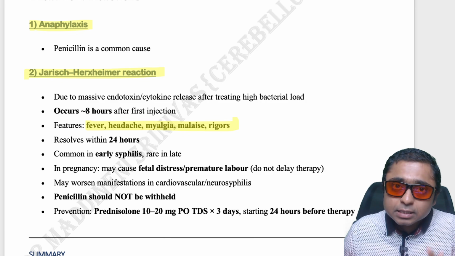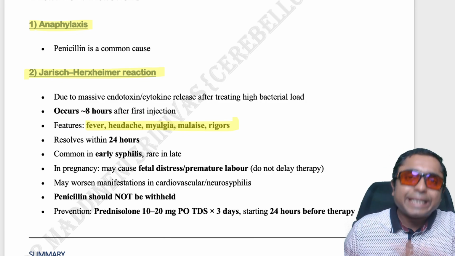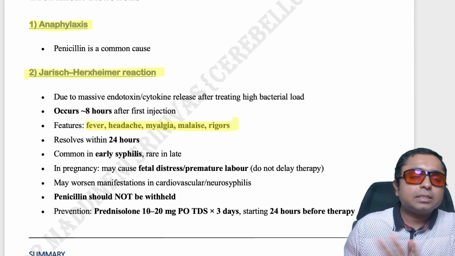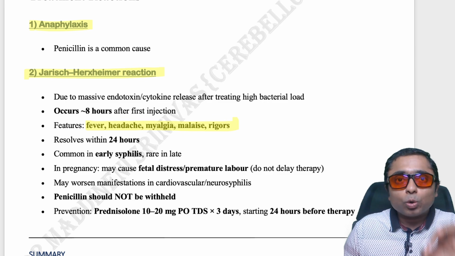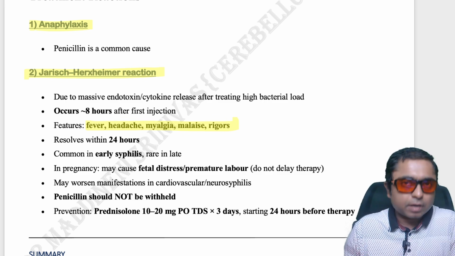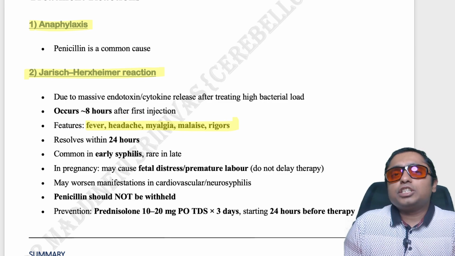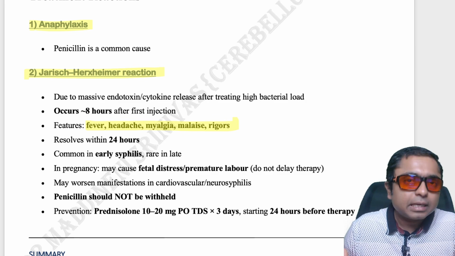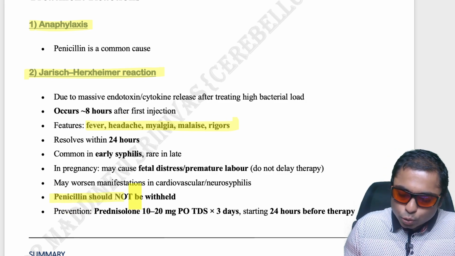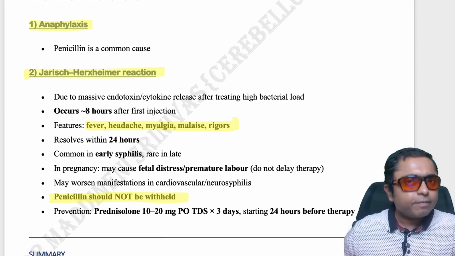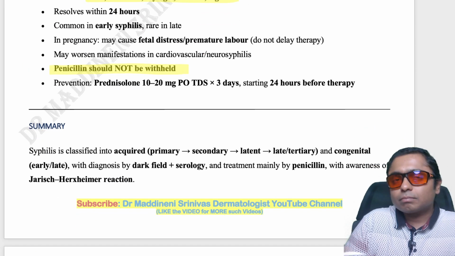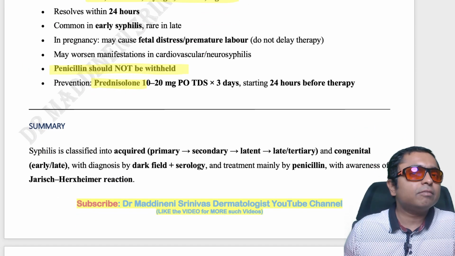If a patient develops anaphylaxis, treat them immediately. It is a medical emergency. Treat them and do not ever repeat the penicillin again. Whereas Jarisch-Herxheimer reaction is not anaphylaxis, so penicillin should not be withheld, it should be continued if required. And to reduce the inflammation, we can give steroids.